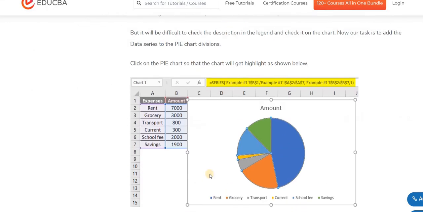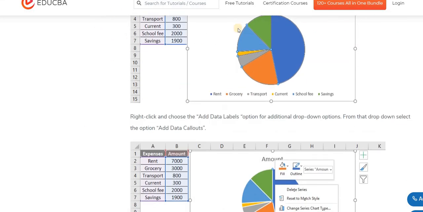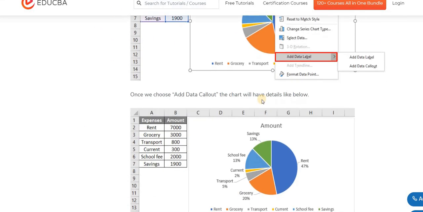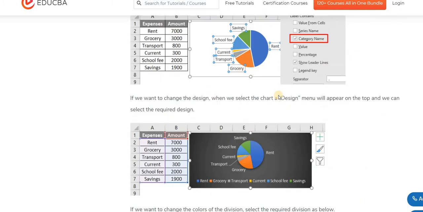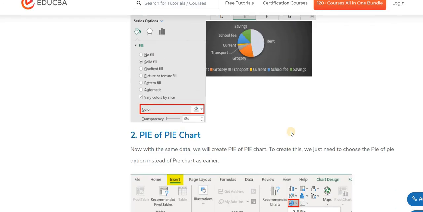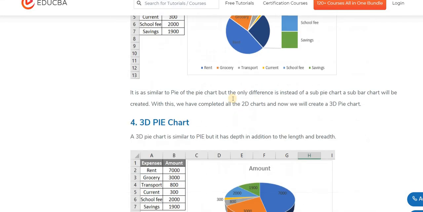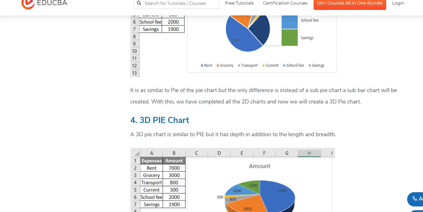Here you can see different types of pie diagrams. For each one we can give different colors. These are the different components: school fees, current, transport, grocery, rent, family spending. Like that we can give different types of pie diagram. This is the pie diagram.